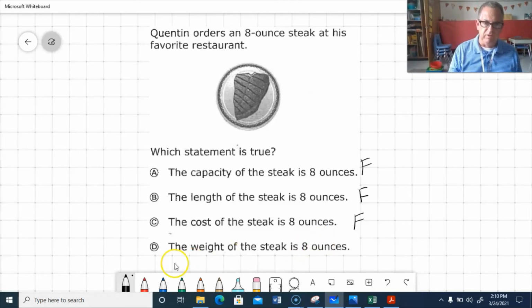So the last one, answer choice D, the weight of the steak is 8 ounces. And yes, that is a true statement. We do measure the weight of stuff in ounces. It's one of the smaller customary measurements that we use. So the correct answer would be answer choice D.